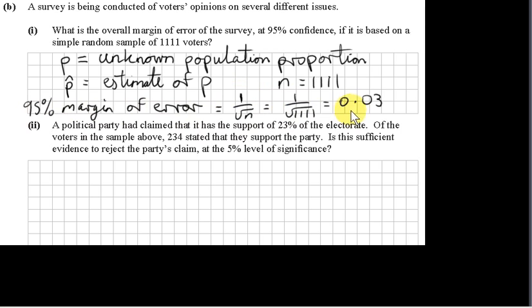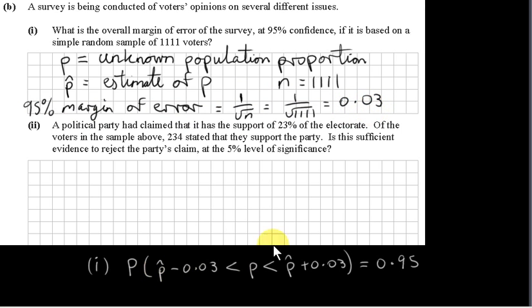So we just calculate 1 over root n, which is 0.03. So basically what 0.03 means is that the probability that p hat minus 0.03 is less than p, which is less than p hat plus 0.03, is 0.95. So p is unknown. We will normally know p hat. We get that from our survey.